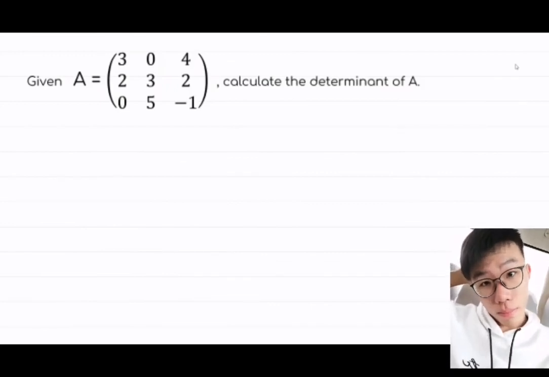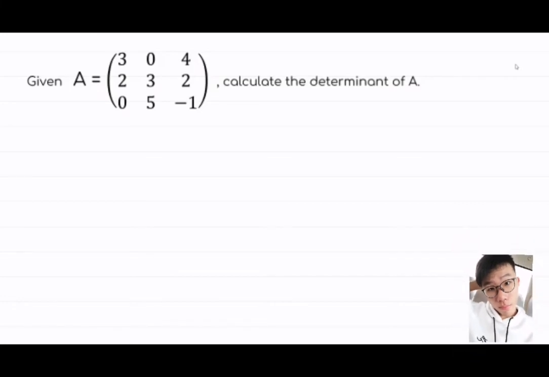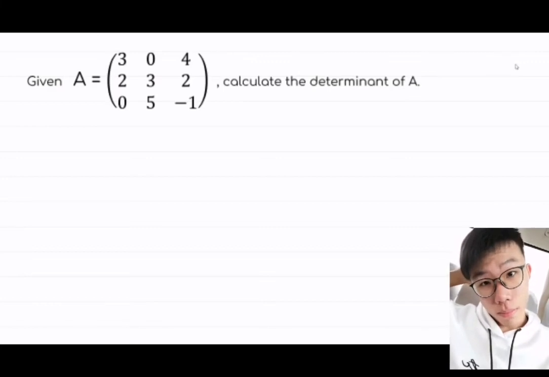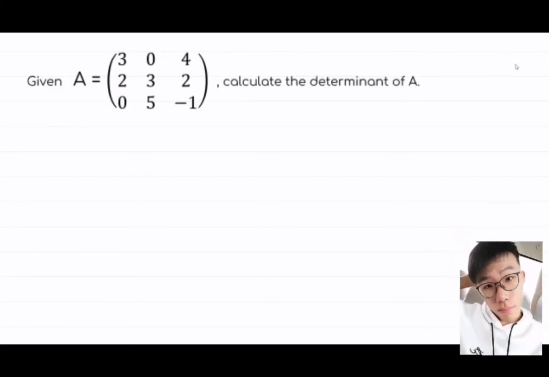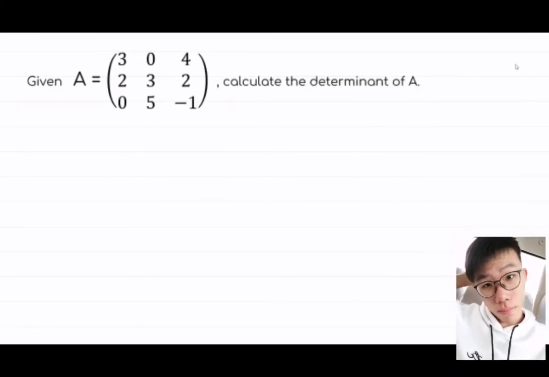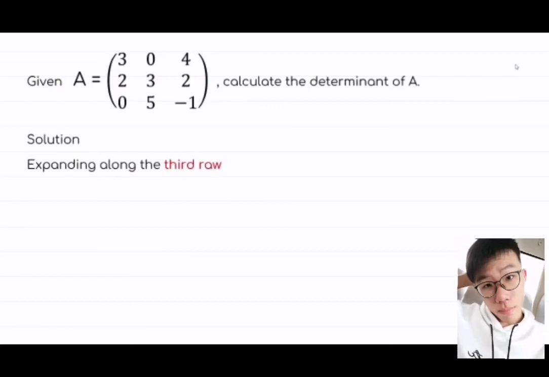Now I proceed to another two examples. Given matrix A as shown below, calculate the determinant of A. You may use the first row or the third row to solve the question because both rows have a 0. I will use the third row to solve the problem.